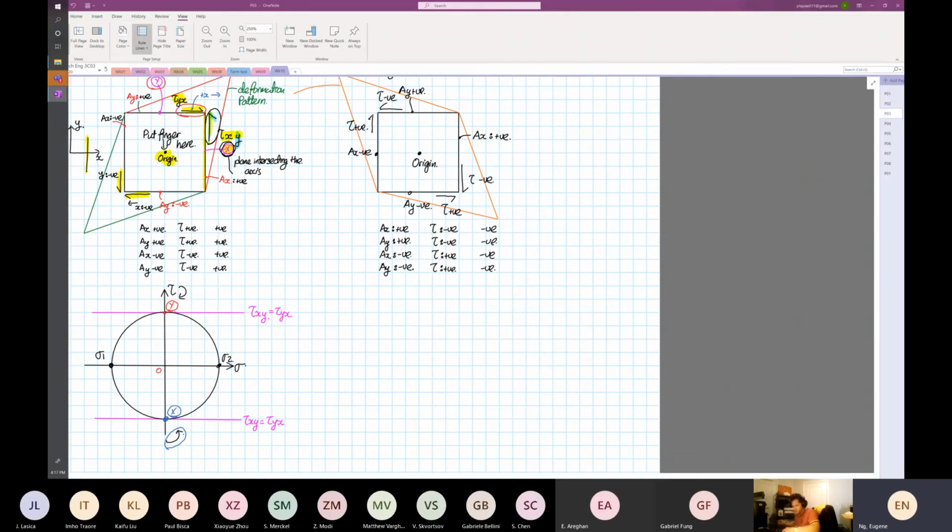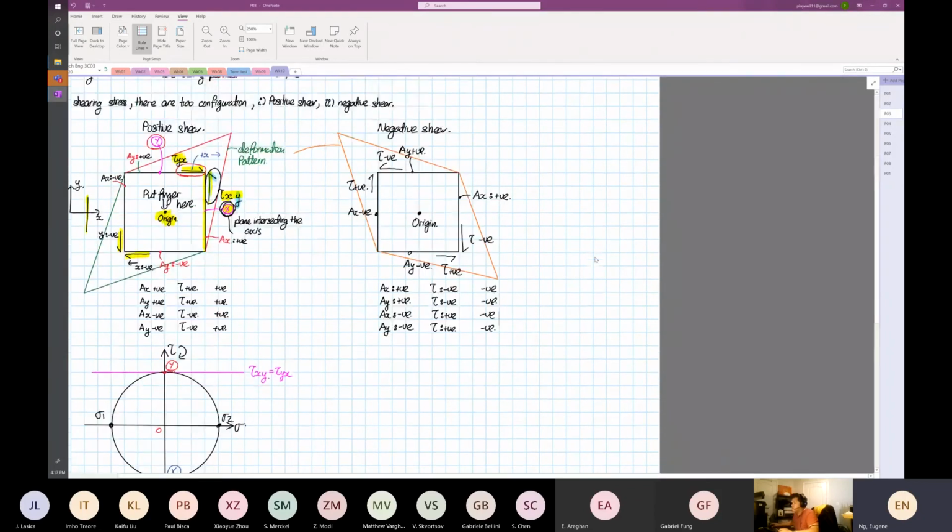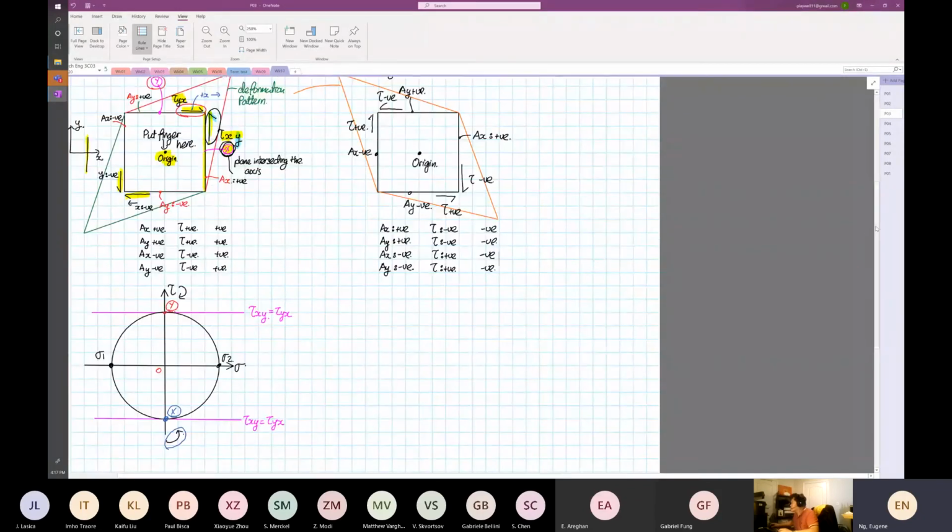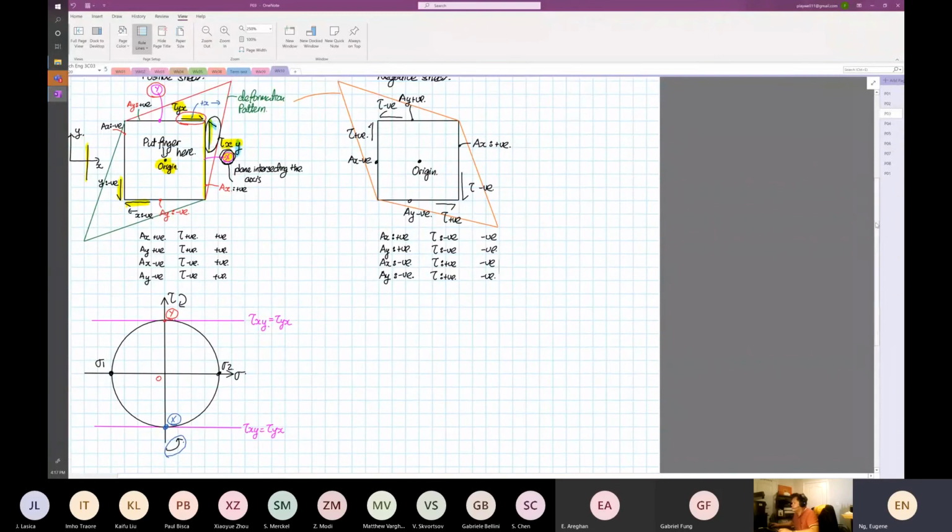Let's do another one. Let's look at the one on the right hand side. I'll try to move this so that you can see. So now again, we do the negative shear.